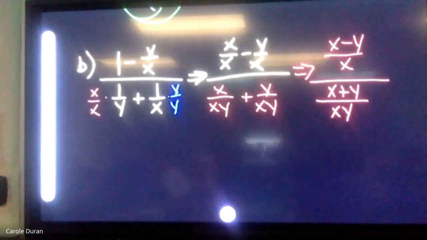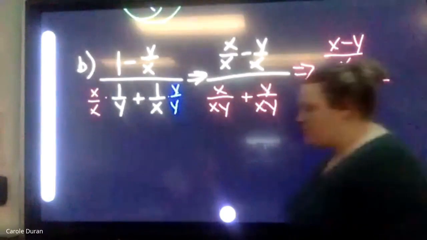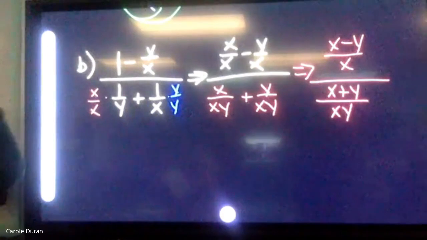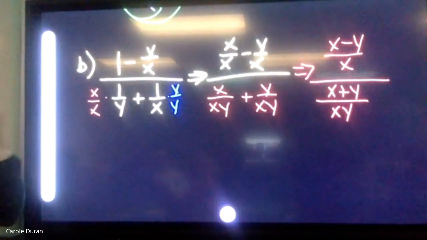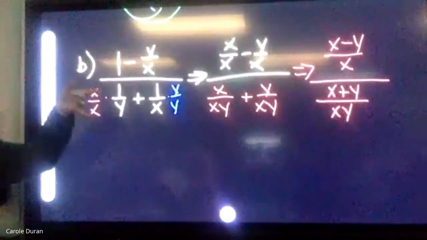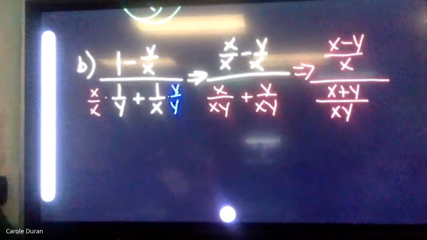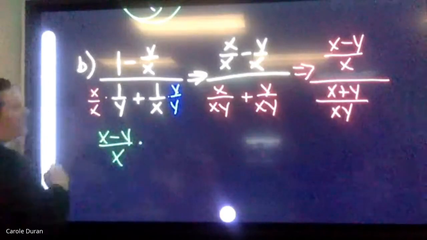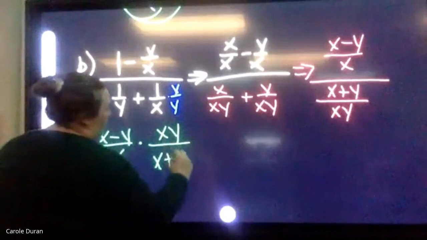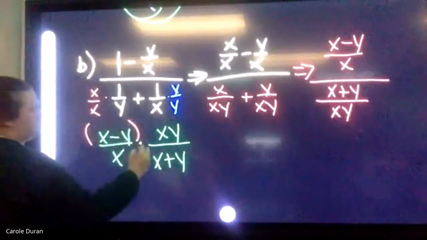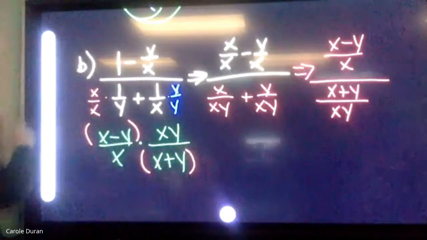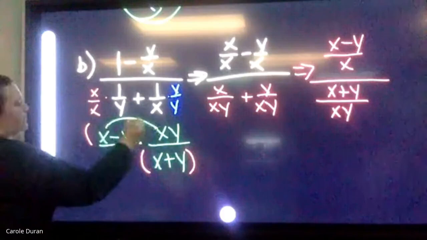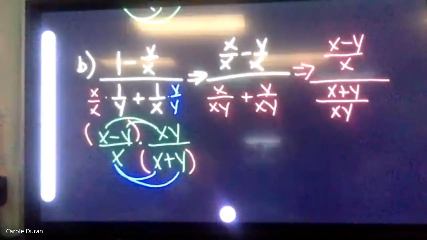I have one fraction on the top and I have a fraction on the bottom, which means I'm ready to do what? Divide, which actually means I do what with the bottom fraction? Flip it and multiply it into the top. So I have x minus y over x times xy over x plus y. Just like on the previous problem, since this is one term, it's going to multiply into both, and I'm going to see what happens from there.